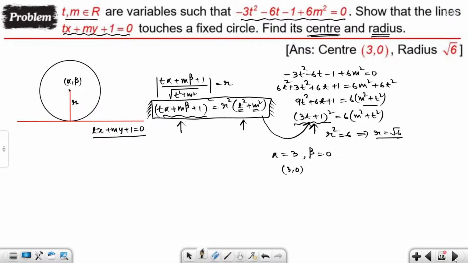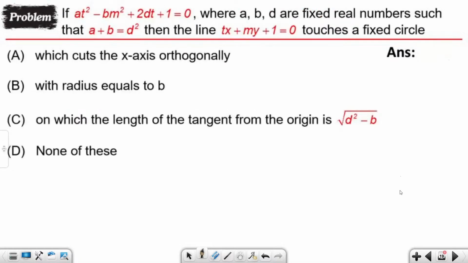Now let us take another problem. See, it's the same kind of question. It is said that two relations are given. One is this one, another one is this one, where A, B, D are fixed real numbers. And they have said that this line touches a fixed circle. So which of these four options are correct? This is a multiple option correct question, one or more than one option correct.